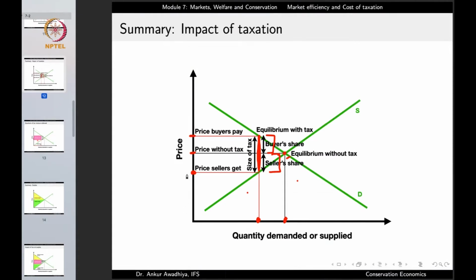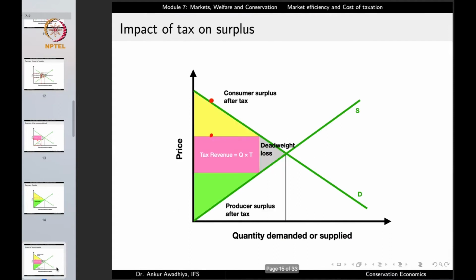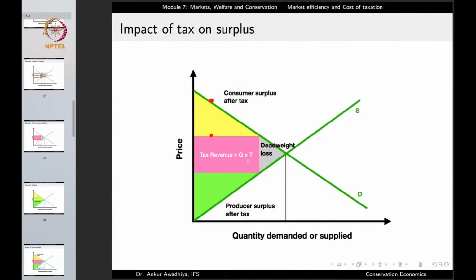And because the producer surplus is the price minus the cost of production, now the line shifts to here. Earlier we had this whole area as the producer surplus, but now we have only this small triangle as the producer surplus. So with the tax, we have a reduction in the consumer surplus and a reduction in the producer surplus. But a part of the earlier surplus is going to the government in the form of tax revenue. So there is a surplus for the government.